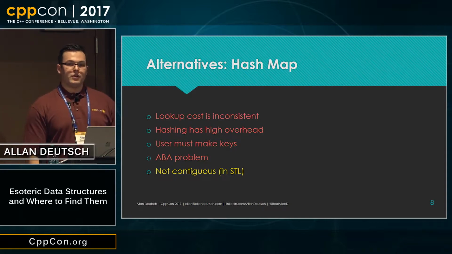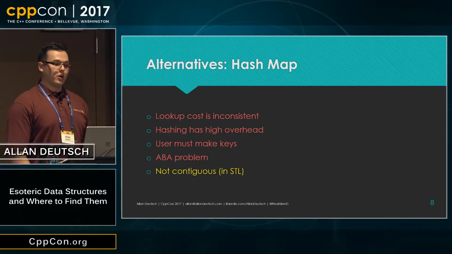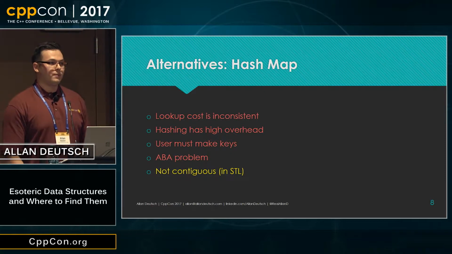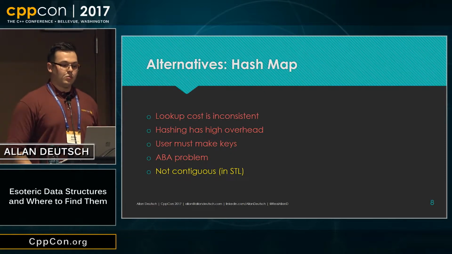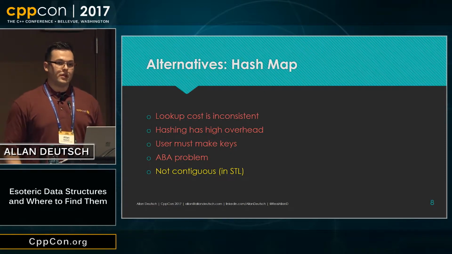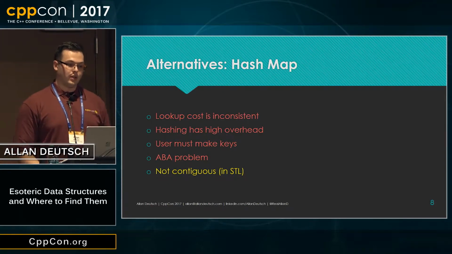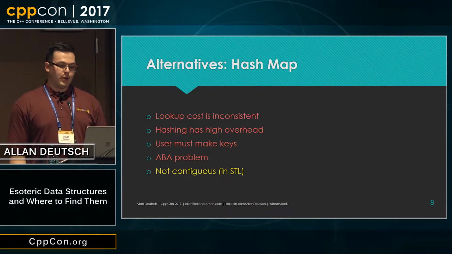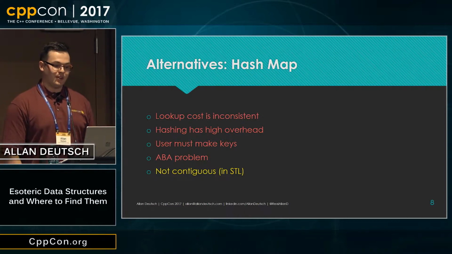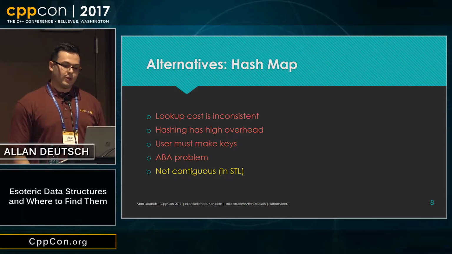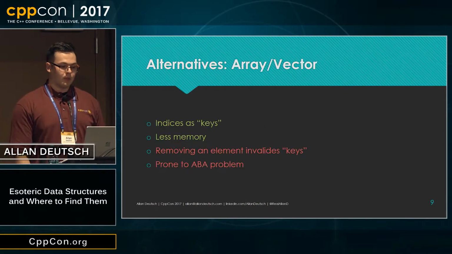So one of the common alternatives to this is using a hash map, but the lookup costs are inconsistent in those due to both hashing and probing. And the hashing has a high overhead, which is also undesirable. And in many cases, you might not care what the unique key is, just that it's unique. Whereas in a hash map, you have to create your key. A slot map, you don't. It gives it to you. This hash map is also prone to ABA problems, and at least in the STL for us C++ users here, it's not contiguous. So a lot of undesirable characteristics for the types of problems that a slot map solves.